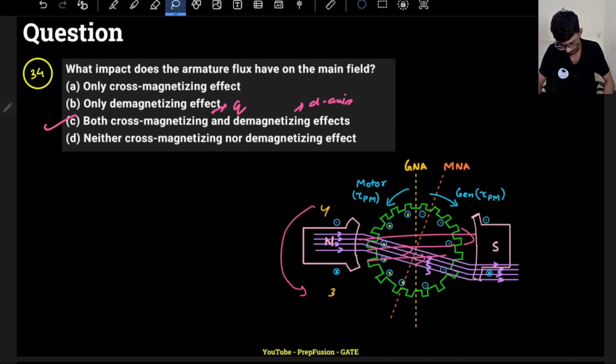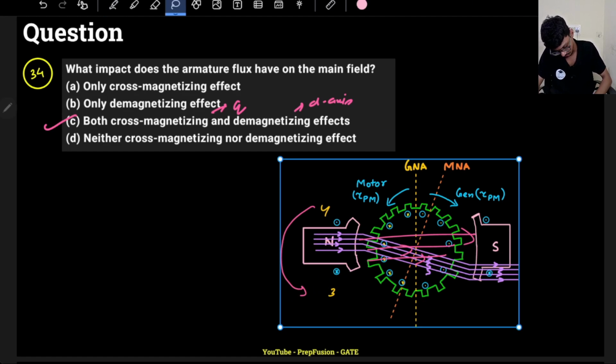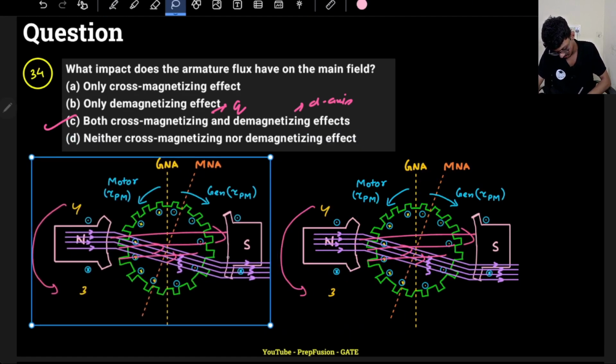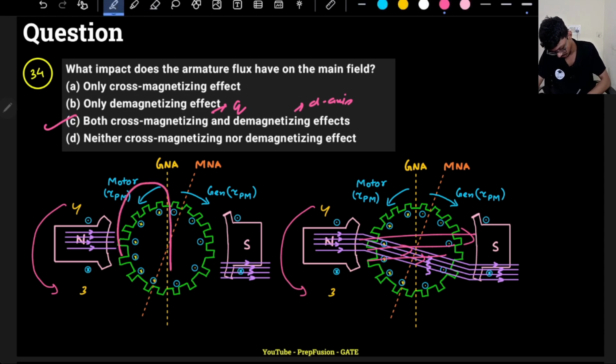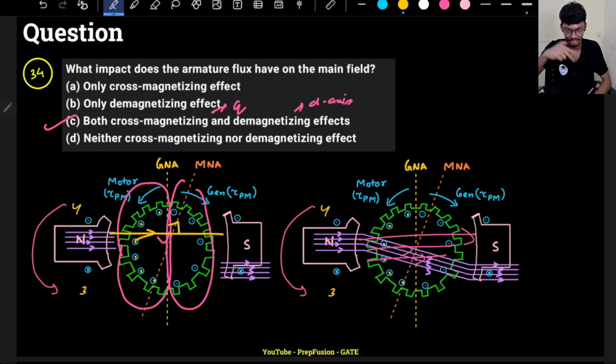If you remember, cross magnetizing means the overall flux. So if I copy this again, the overall armature flux would be something like this, down. And the main field flux will be in this direction, right? So it is in the cross direction, basically in the q axis at 90 degrees. Whichever one is at 90 degrees, that is known as the cross magnetizing flux. So we have cross magnetizing flux from armature reaction.